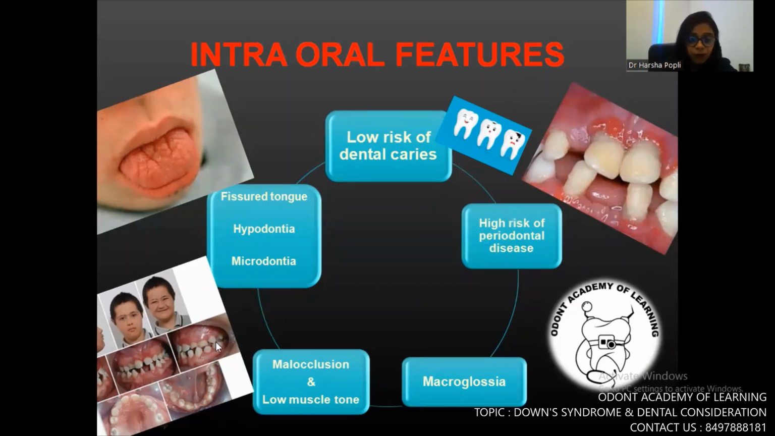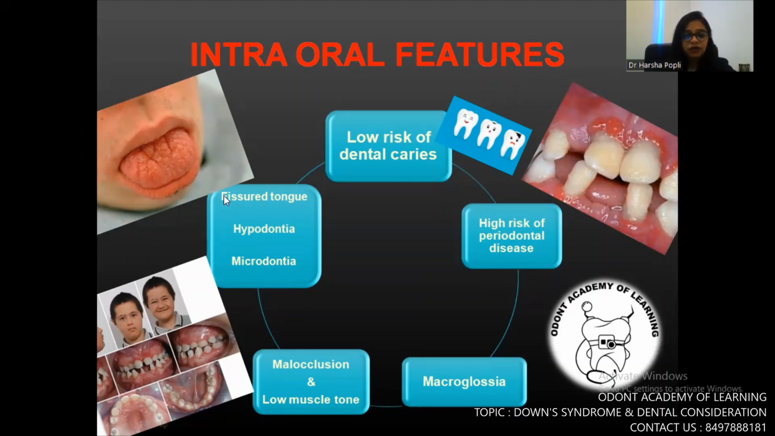So the fourth point is malocclusion and low muscle tone. Patients with Down syndrome are commonly patients of orthodontic treatments because, as I told, of macroglossia and also due to delayed eruption and their size. Down syndrome patients have microdontia because of small tooth size. So there is a disturbed pattern of eruption and a disturbed pattern of tooth size, so they are patients of orthodontic treatment. And due to low muscle tone, their jaw development is slow.